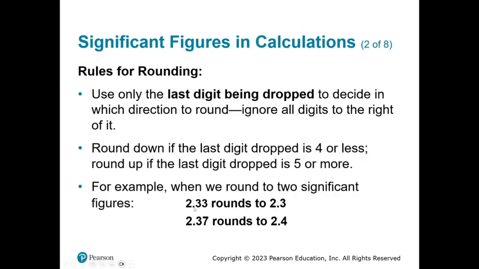So what does this look like? If we had 2.33, and we only had 2 significant figures, we'd go 2.3. That's 2 significant figures. We'll use this second 3 to determine how we round. 3 is less than 5, so we round down to 2.3. However, if we had 2.37 under the same circumstance, we would use the 7 to round. 7 is 5 or larger, so we'd round up to 2.4.